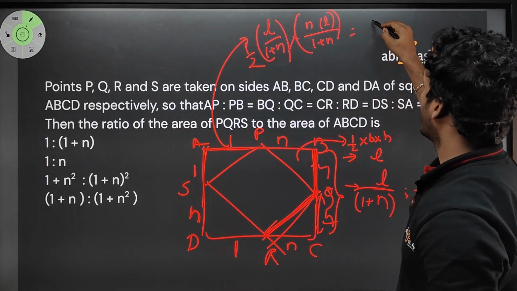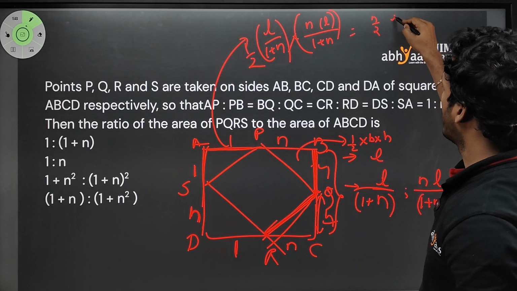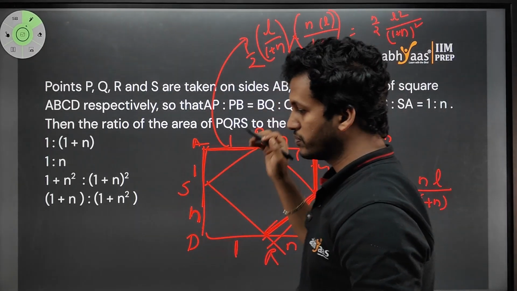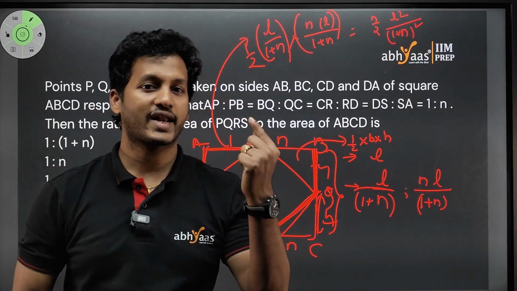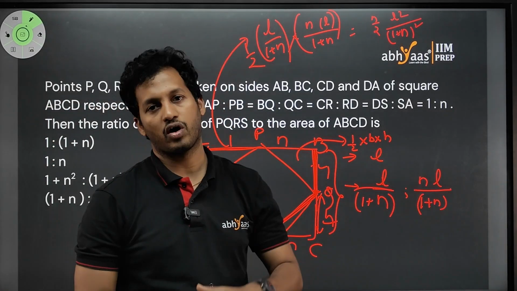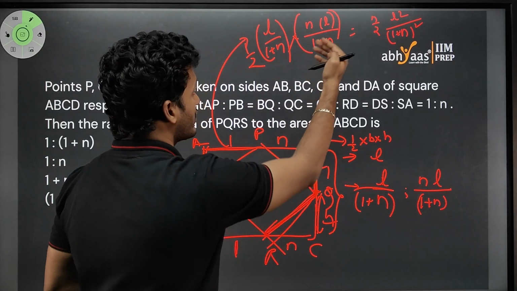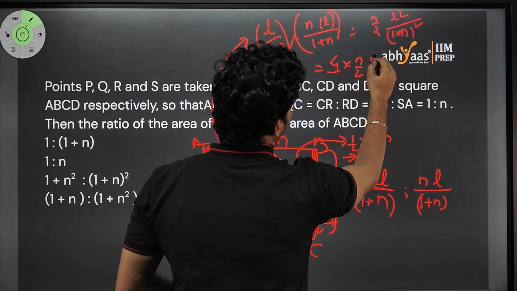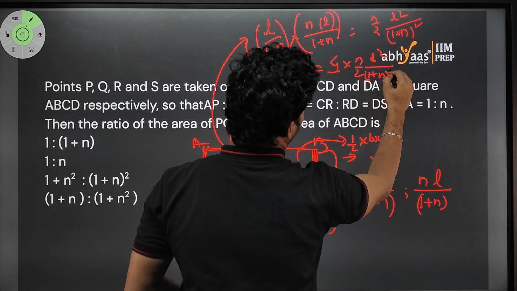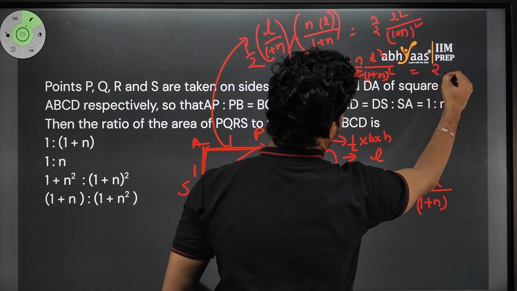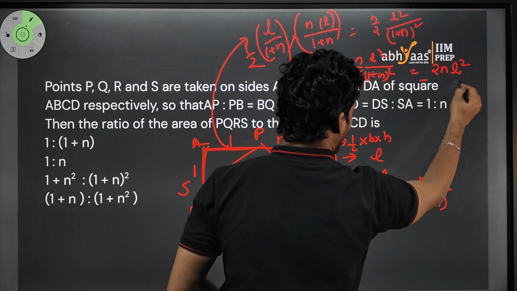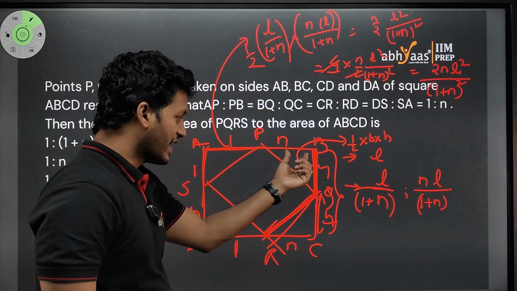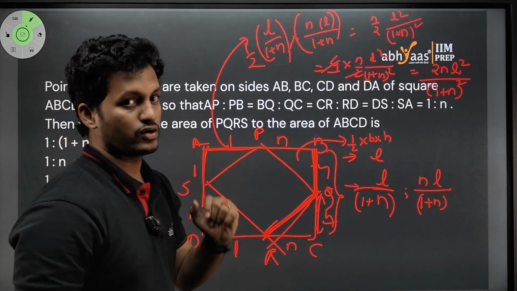So how much would it be? n by 2 into L square by 1 plus n whole square. That would be the area of one right angle triangle cut from the corner of the bigger square. We have to find it for 4 corners, so 4 into n by 2 L square by 1 plus n whole square. So 2 into 2, that would be 2n L square by 1 plus n whole square. That would be the total area of these 4 corners taken together.